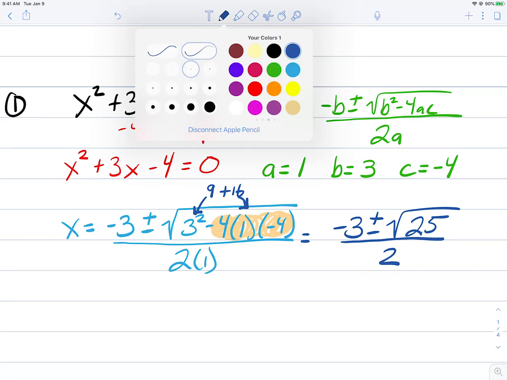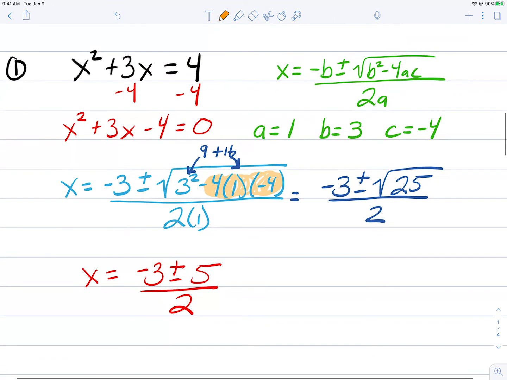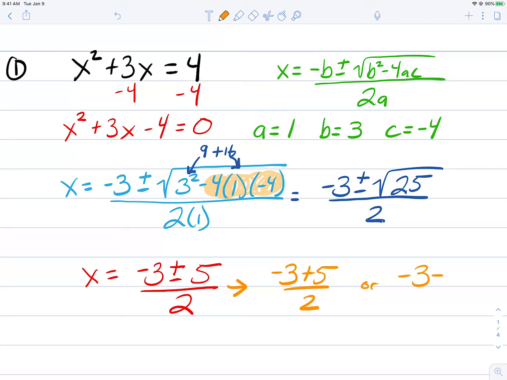Now on a lot of them, you're going to come across answers that you can take the square root of the number. If you can't, you would be done. This one we can. So the square root of 25 is 5. So now we have x equals negative 3 plus or minus 5 over 2. So I have simplified using order of operations. Now what I need to do is separate my two different answers. One is a plus and one is a minus, and figure out what they are. So this gets me negative 3 plus 5 over 2, and negative 3 minus 5 over 2. Actually, that should be an and sign.